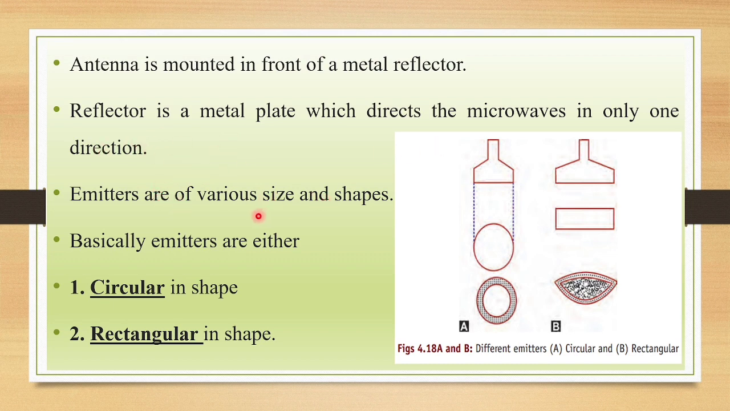Emitters are of various shapes and sizes, and each shape has a particular effect. There are two main shapes, the circular emitter and the rectangular emitter. Basically, emitters are either circular in shape or rectangular in shape.